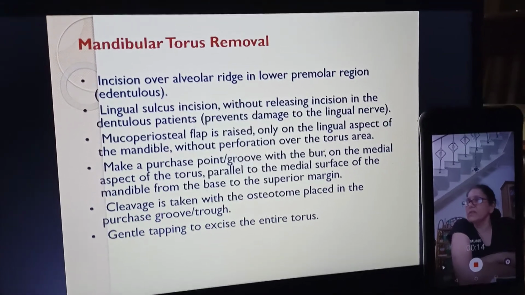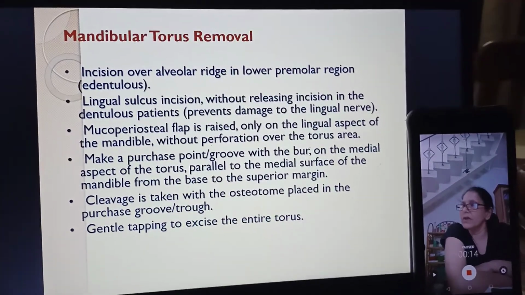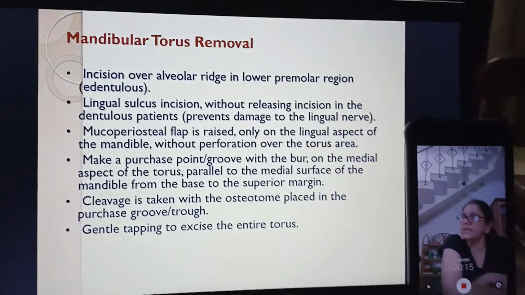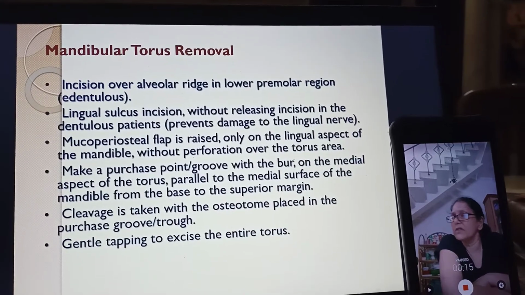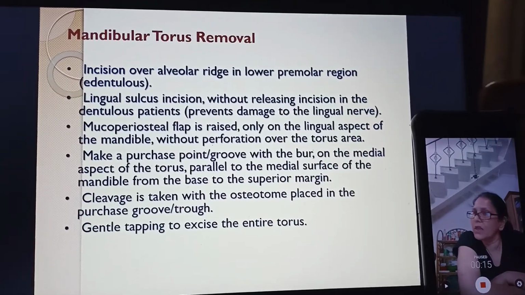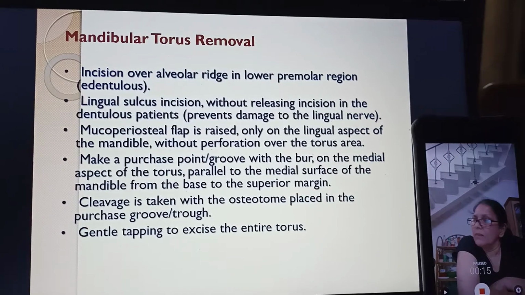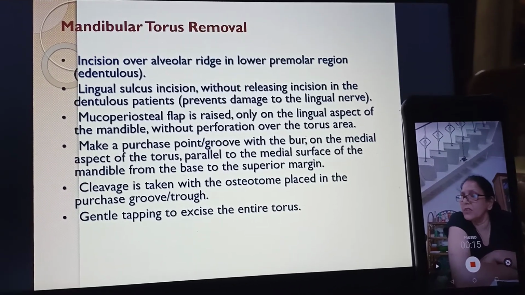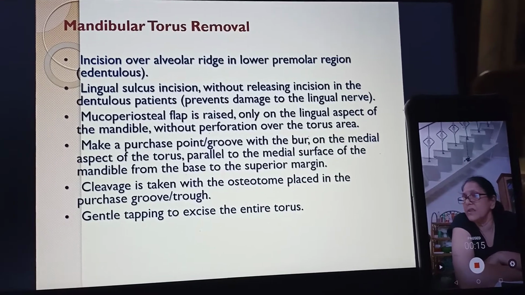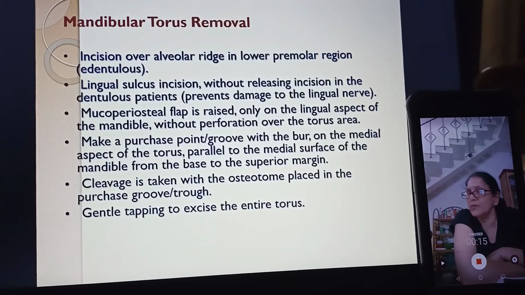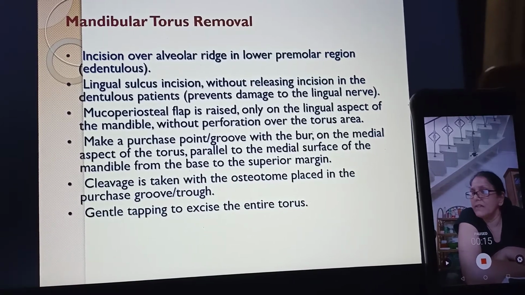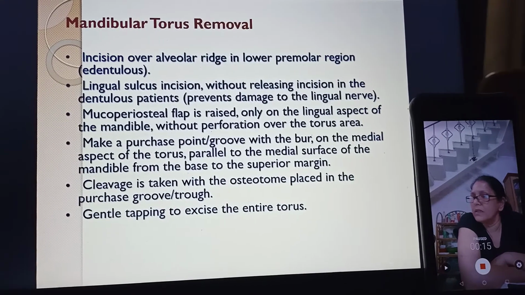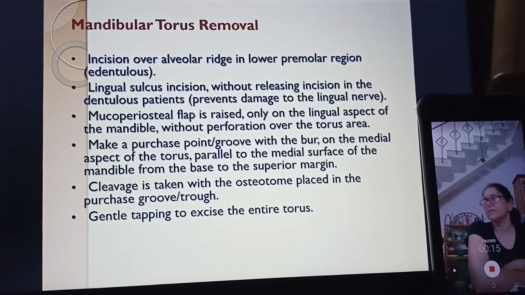So the incision is over the alveolar ridge in the premolar area, a lingual sulcus incision without releasing incision in the dentulous patient, then raise a mucoperiosteal flap only on the lingual aspect. Make a purchase point or a groove with a burr on the medial aspect of the torus, parallel to the medial surface of the mandible from the base to the superior margin. Once this cleavage is done, then an osteotome can be placed in the groove for gentle excision of the entire torus.